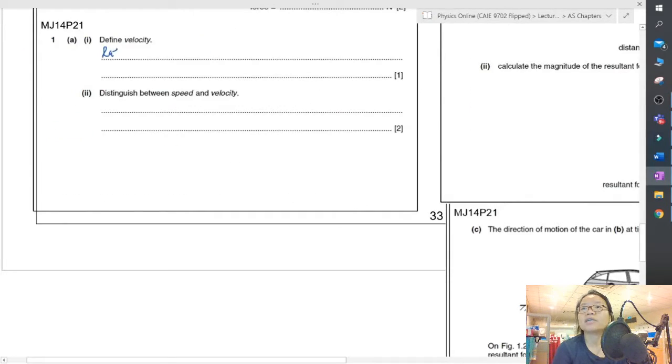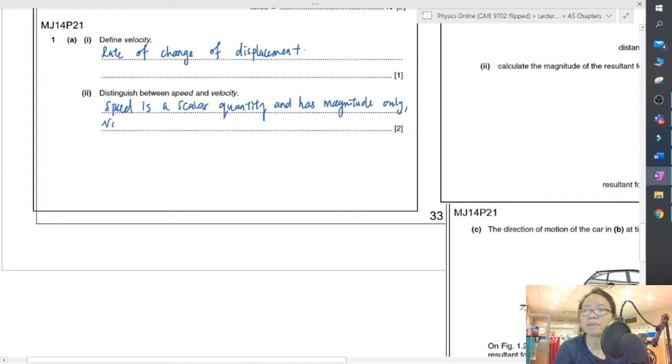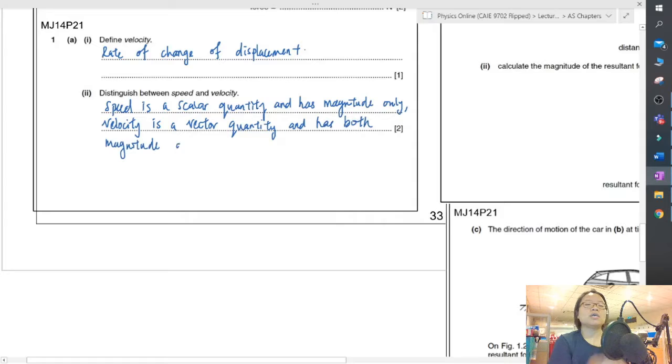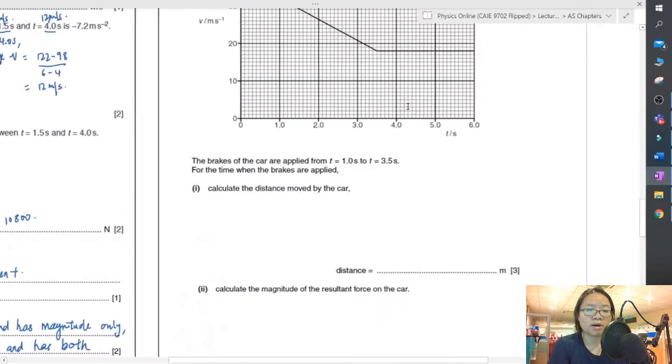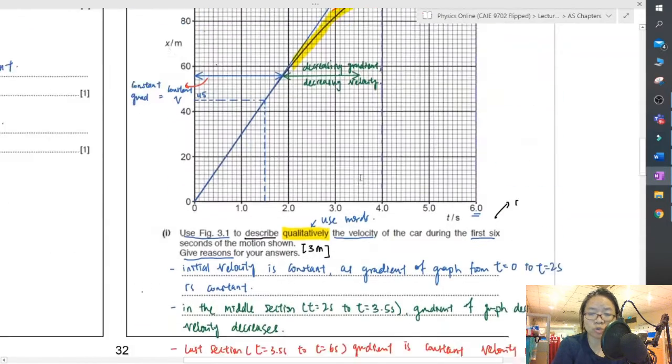Alright, next question. This one is also page 33. Define velocity. Wow, right again, rate of change of displacement. Distinguish between speed and velocity. Well, speed is a scalar quantity and has magnitude only. Velocity is a vector quantity and has both magnitude and direction. If you don't state scalar and vector, it's not that bad. But if you don't write about the magnitude and direction part, you will not get the mark.